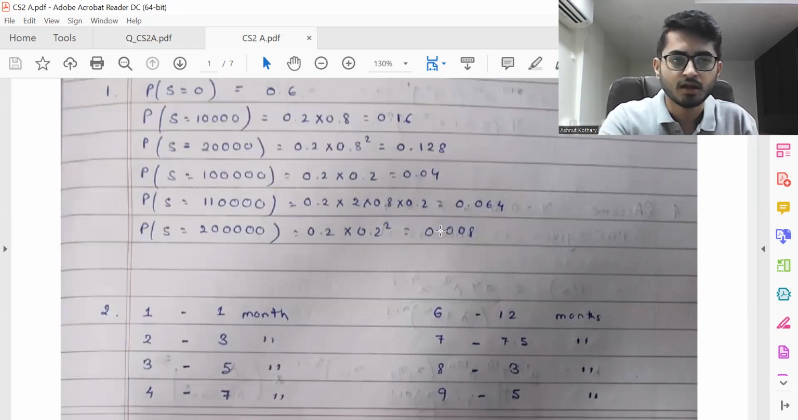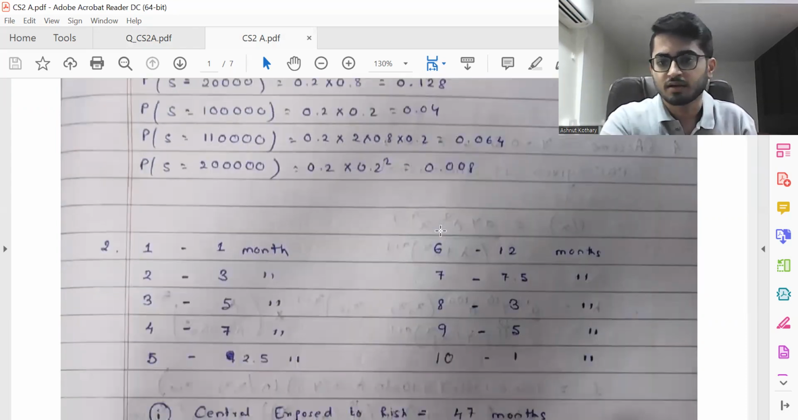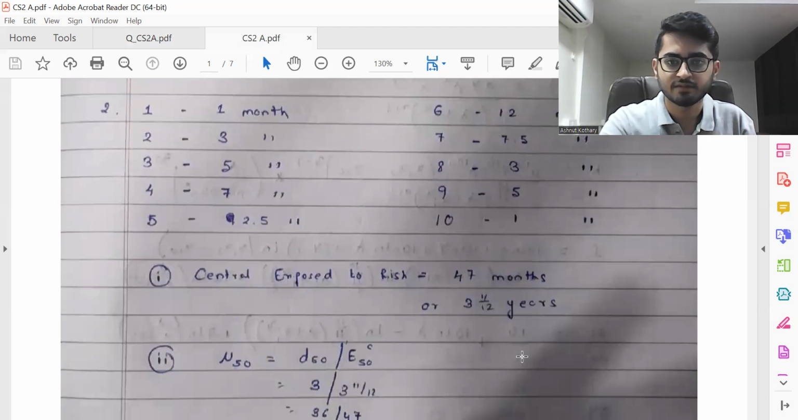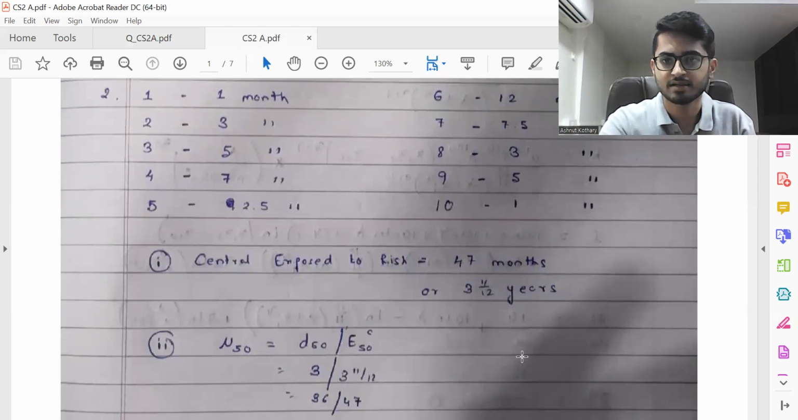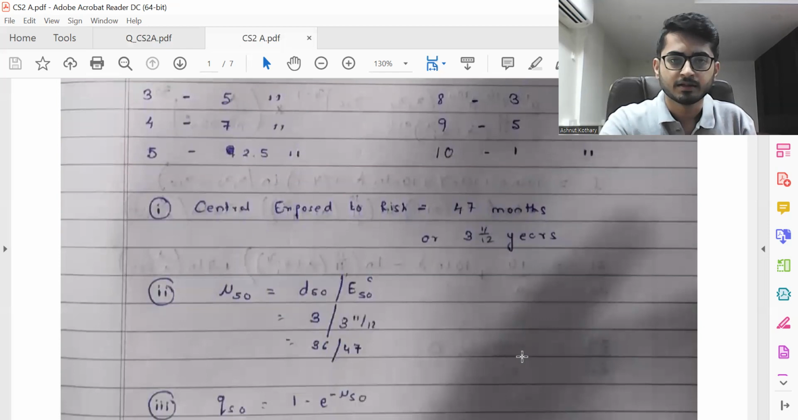Question 2 was calculating the exposed to risk. So these are there, 10 lives are there. I have written down the months 1, 3, 5, 7, 2.5, 12, 7.5, 3, 5, 1. And it's coming out to be 47 months. In years, you can write it as 47 by 12 years.